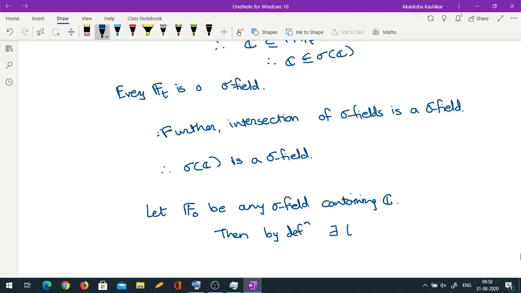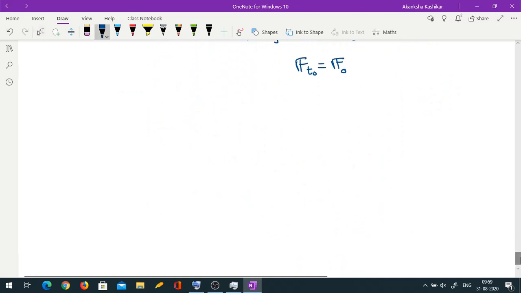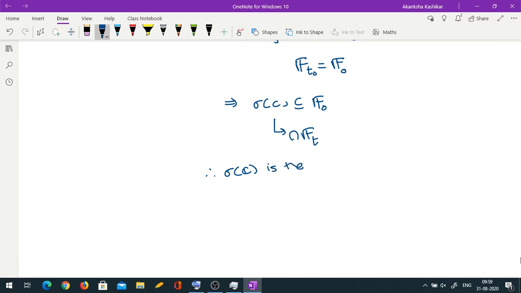there exists some t_0 in T such that F_t0 is actually F_0. So F_t0 is actually F_0 because we collected all sigma fields containing C. So this one must also be there. So this implies sigma(C) is a subset of F_0. Why? Because sigma(C) is the intersection of the F_t, and an intersection is always a subset of the individual sets. Therefore, sigma(C) is the smallest sigma field containing C.